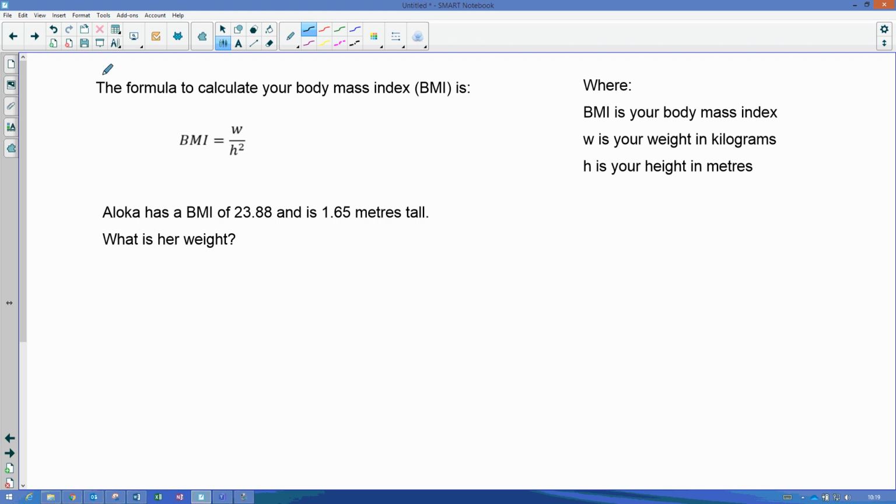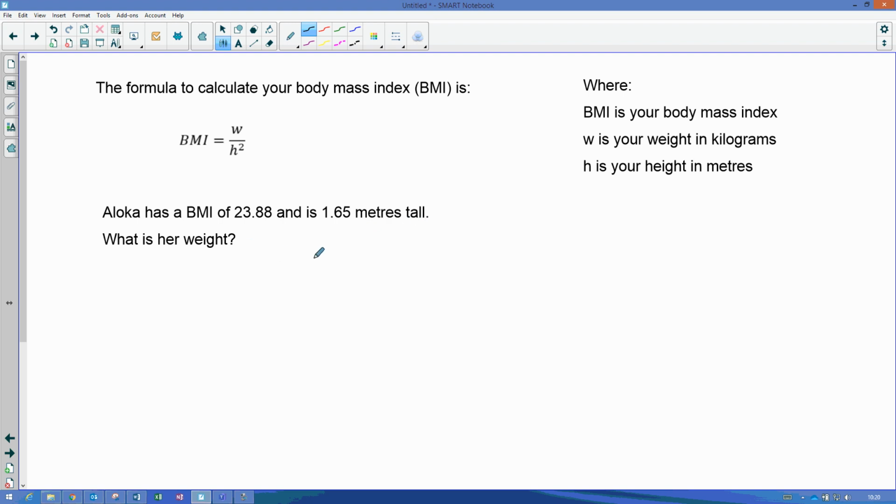So in this question, the formula to calculate your body mass index is this, and we're told that BMI is your body mass index, W is your weight in kilograms, and H is your height in meters. And then we've got a question here. Aloka has a BMI of 23.88 and is 1.65 meters tall.